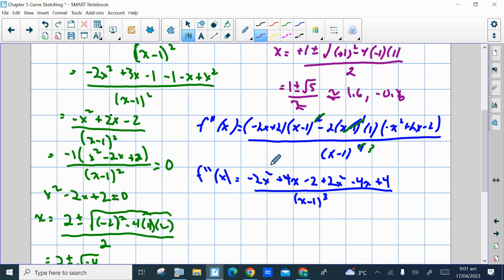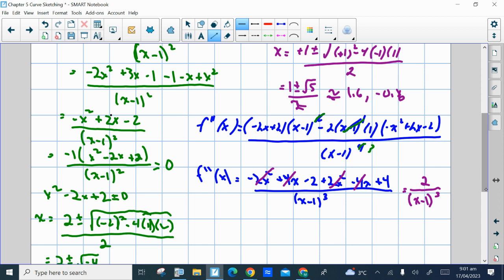And this works out really nice. The 2x squareds cancel, and the 4x's cancel. So we're just left with negative 2 plus 4, which is positive 2 over x minus 1 all cubed. There's the second derivative in simplest terms. And there's only one critical number for this, and that is, again, x equals 1. This cannot equal 0 because the top is a constant. So our only critical number is x equals 1.